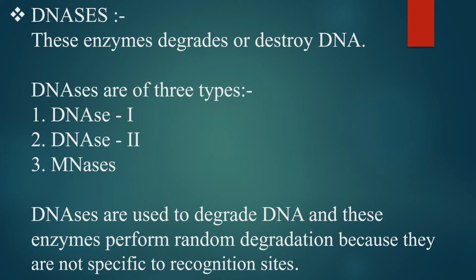DNases are of three types: DNase 1, DNase 2, and MNases. DNases are used to degrade DNA, and these enzymes perform random degradation because they are not specific to recognition sites. DNase 1 is a little specific in cutting from the 3' end. DNase 2 is a little specific in cutting from the 5' end. But DNases are enzymes which cut randomly.